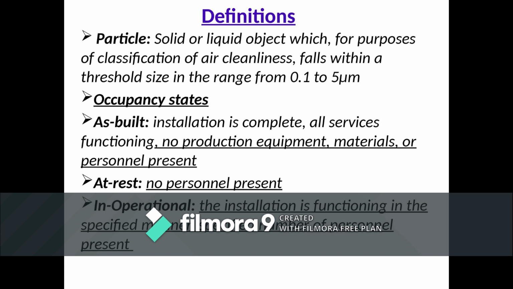Second is at rest, with no personnel present. Your production equipment is there, your installation is complete, material could be there, but no personnel are in the area. So this is your at rest condition. Then our in operation: the installation is functioning in the specified manner and the specified number of personnel are there. Full production is not running, only functioning in a specified manner, right?